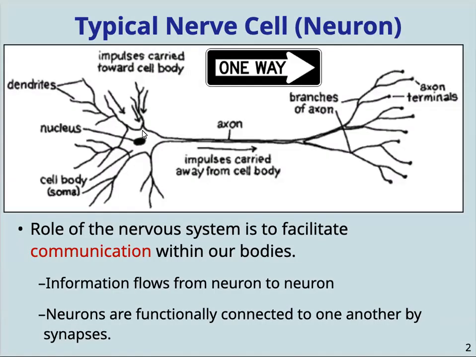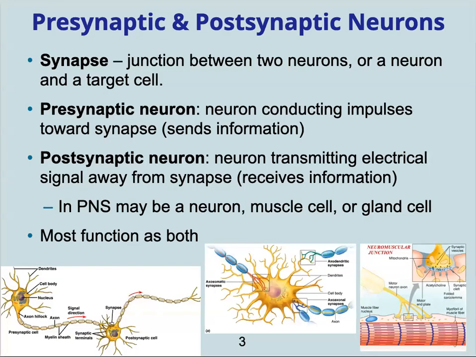So here's our typical neuron. And we see that, as we've learned before, there are the dendrites that receive information. And then that information passes through the neuron in a unidirectional manner. So there's a cell body, down the length of the axon, all the way to the axon terminals. And neurons are functionally connected to one another by synapses. So a synapse is defined as the junction between two neurons, or a neuron and a target cell.